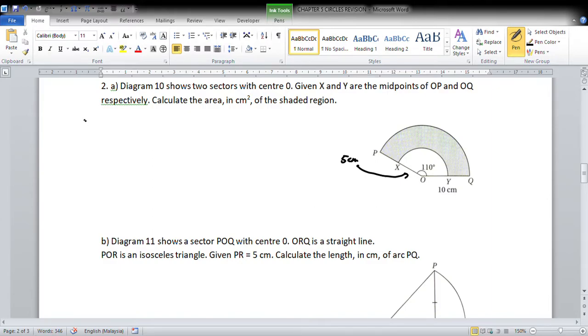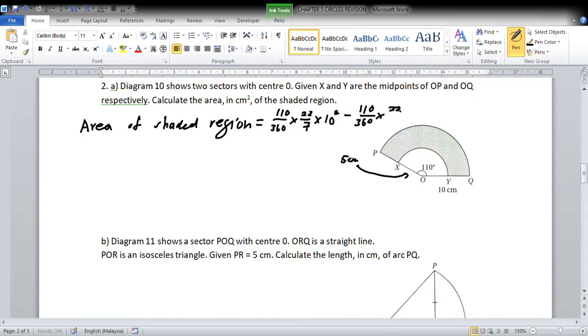So, area of shaded region. Remember the formula where we have to use 360. 110 divided by 360. We find the area of the bigger sector, OPQ, first. So we multiply by pi, 22 over 7, pi r square, which is 10 square, and then we minus the small sector, which has the same angle.